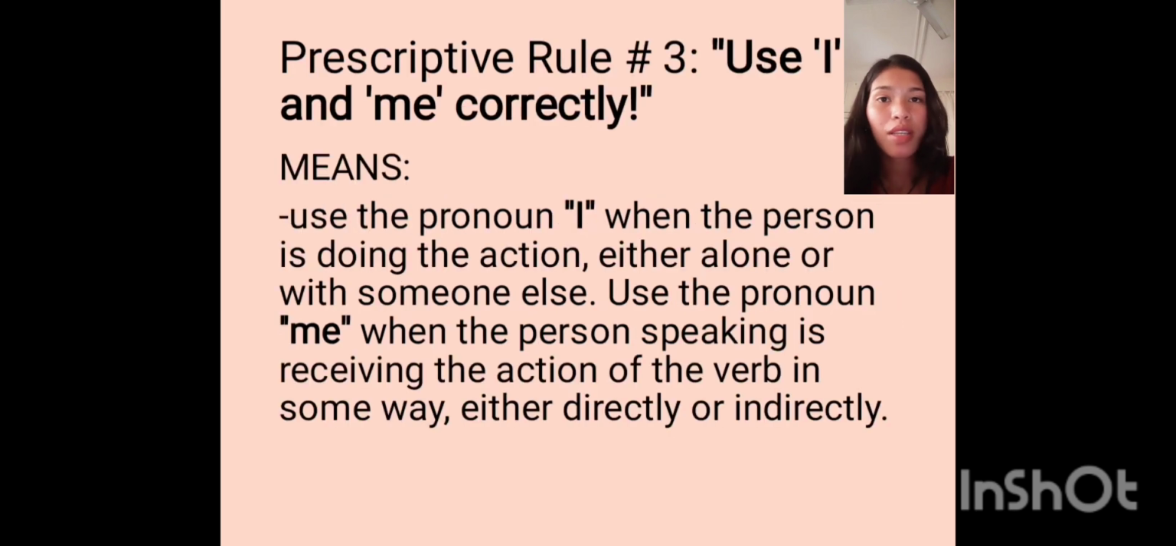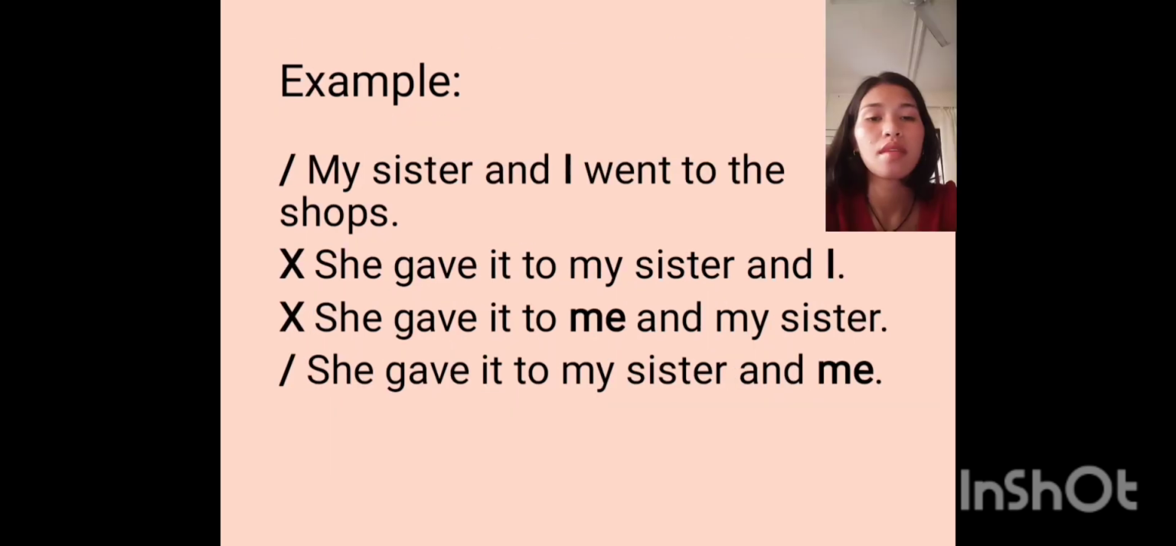So now let's proceed to prescriptive rule number 3. Use I and me correctly means use the pronoun I when the person is doing the action, either alone or with someone else. Use the pronoun me when the person speaking is receiving the action of the verb in some way, either directly or indirectly. So here is an example sentence. My sister and I went to the shop.